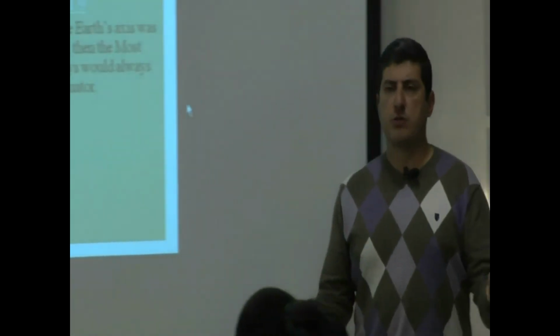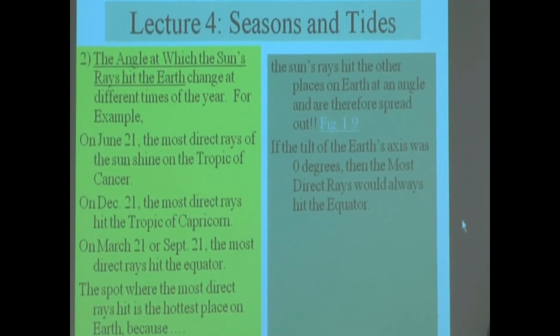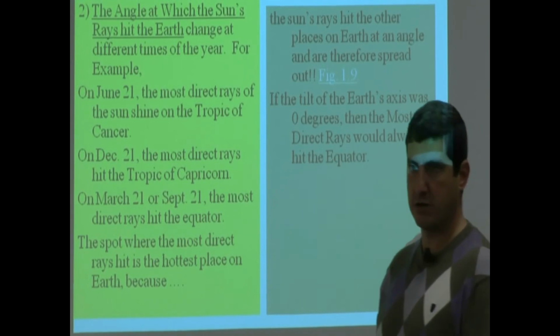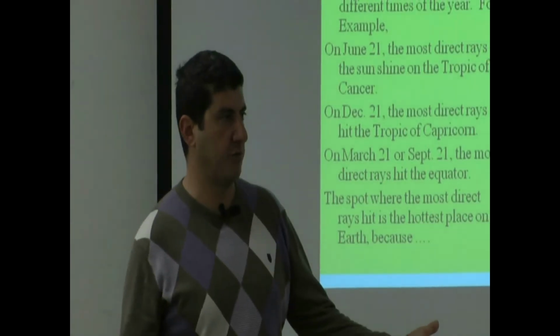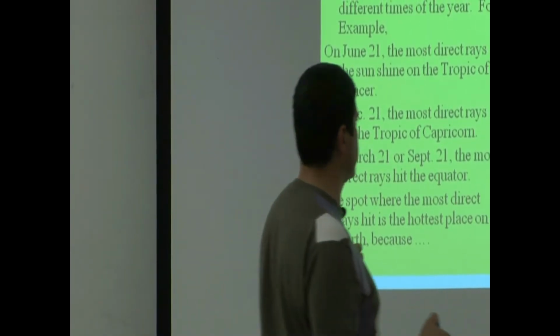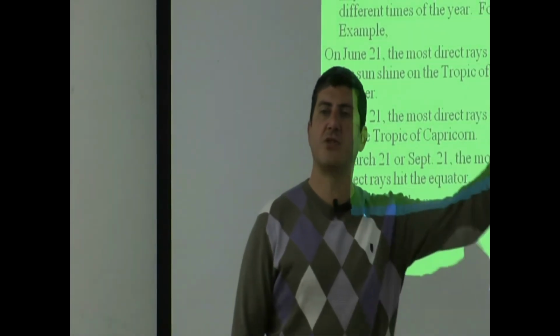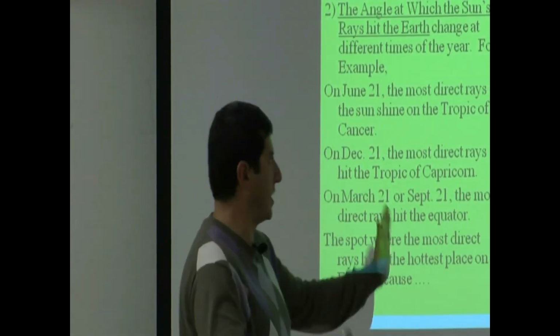So if the person asks you, what does this have to do with the tilt again? Your argument is, if the tilt of the Earth was 0 degrees, then the most direct rays of the sun would always have hit the equator, no matter what month of the year. January, February, March, June, July, August, no matter when, the warmest place on Earth would have been the equator, because the equator would have received the direct rays of the sun. But because the Earth's axis is tilted, different places on Earth are receiving the direct rays of the sun, and other places are receiving the spread out rays.